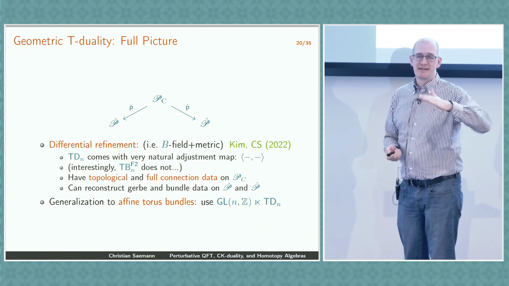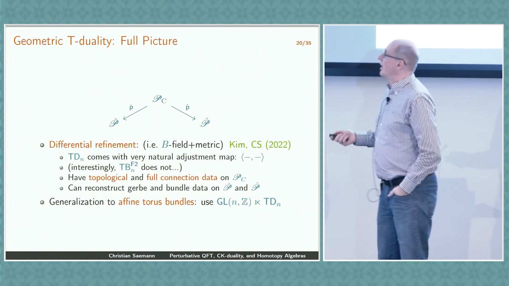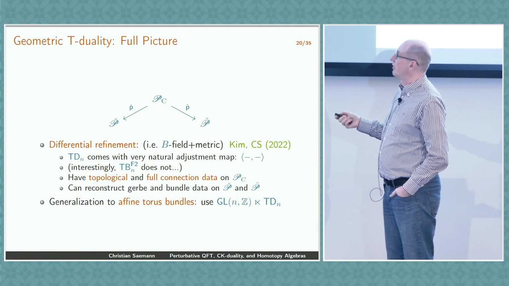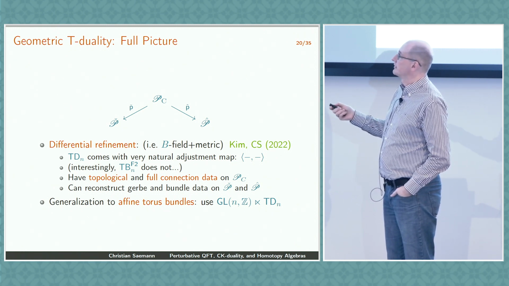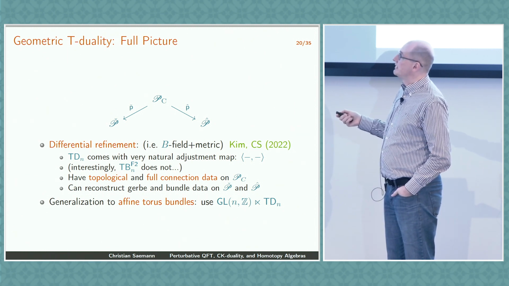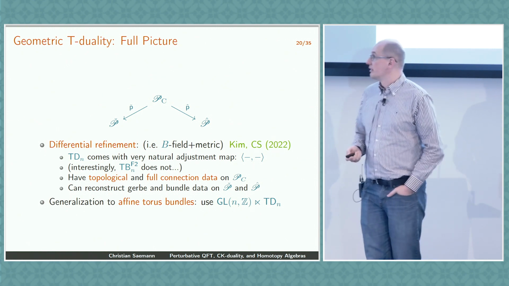So it may be that for adjustment to work, you need to go to a large enough equivalent 2 group. Okay, so what we have is the full topological and connection data on PC. And once you have this, you can reconstruct the gerb and bundle data on these 2. So once you describe these bundles, you can reconstruct the individual string backgrounds that should make up the T-duality pair.